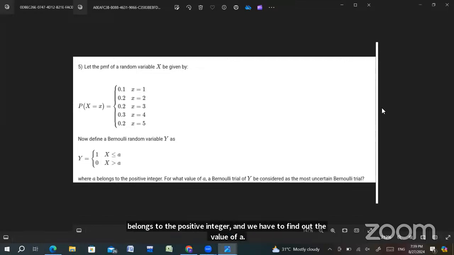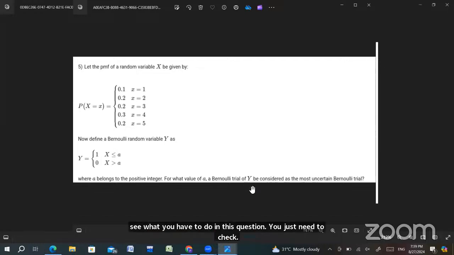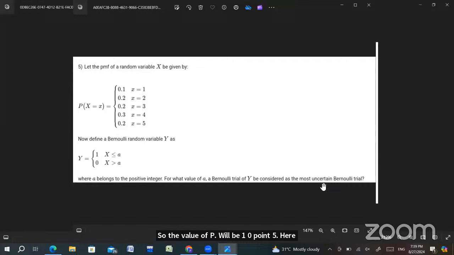I think I have discussed this question in the session. Maybe it is an activity question. Yeah, ma'am, Activity 11.1, fifth question. Okay, so see what you have to do in this question. It is given that the Bernoulli trial of Y is to be considered the most uncertain Bernoulli trial. So the value of p will be 0.5 here, because if the probability of success is 0.5, then it will be the most uncertain. Ma'am, the variance should be high for high uncertainty.